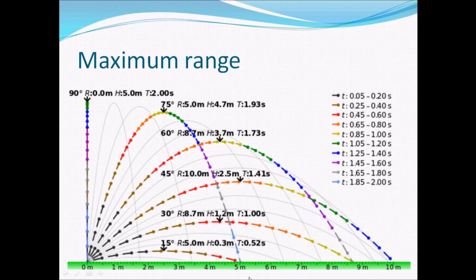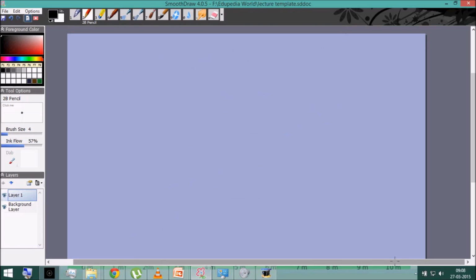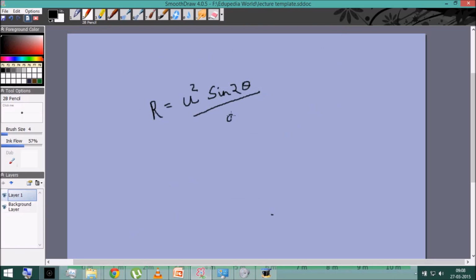So we see that at the angles 75 and 60 degrees, the range starts decreasing. So we need to find out the maximum range. That is the angle for which the range is maximum. So we can do that in two ways. We know the formula for the range. That is u square sine 2 theta by g. And we need to find out the maximum value given u and g.